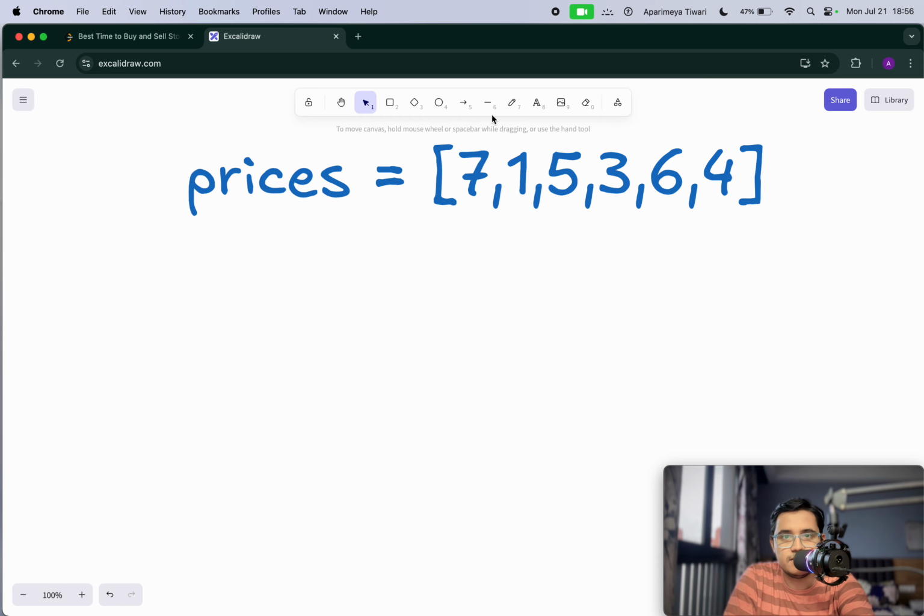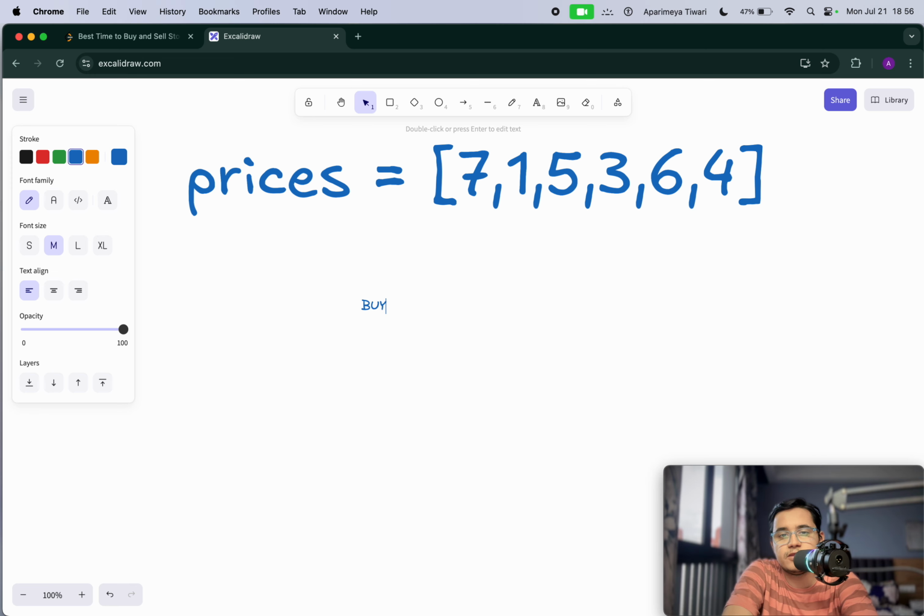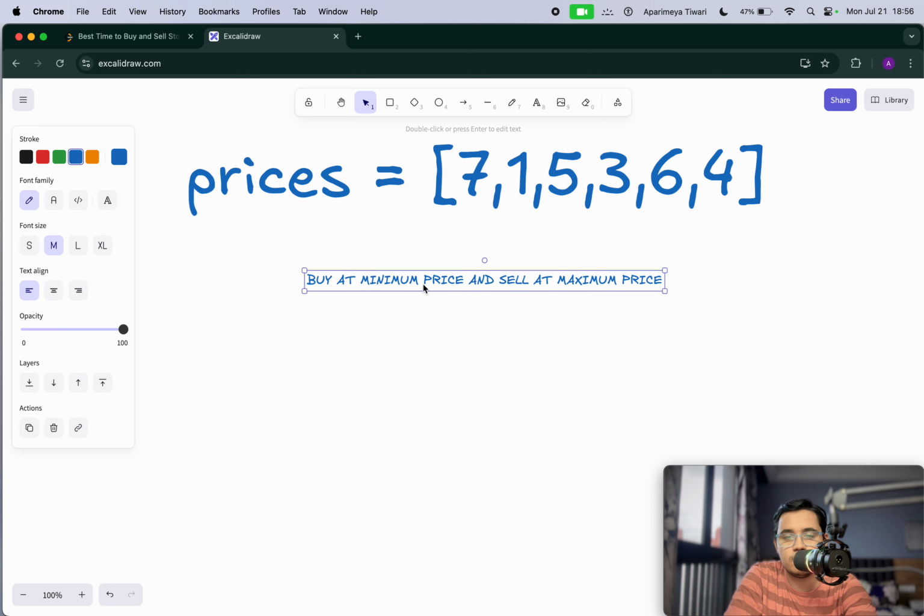Now, in order to maximize your profit, something that probably struck a chord was that we must buy at the minimum price. So listen to this clearly. We must buy at the minimum price and sell at the maximum price. So I'm trying to say this relatively. So when do you get the maximum profit? It's quite clear. You could buy it at the cheapest rate possible, and you can sell it at the maximum rate.